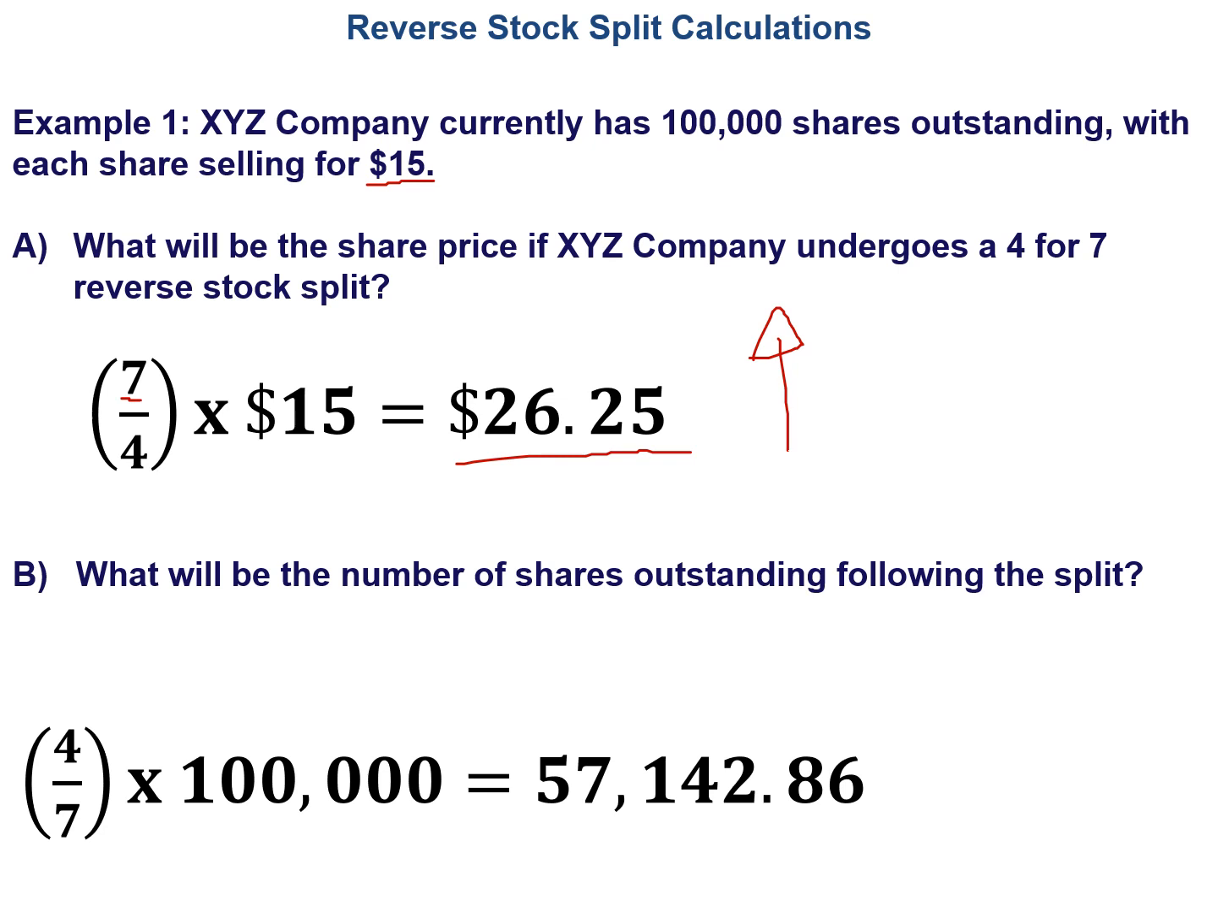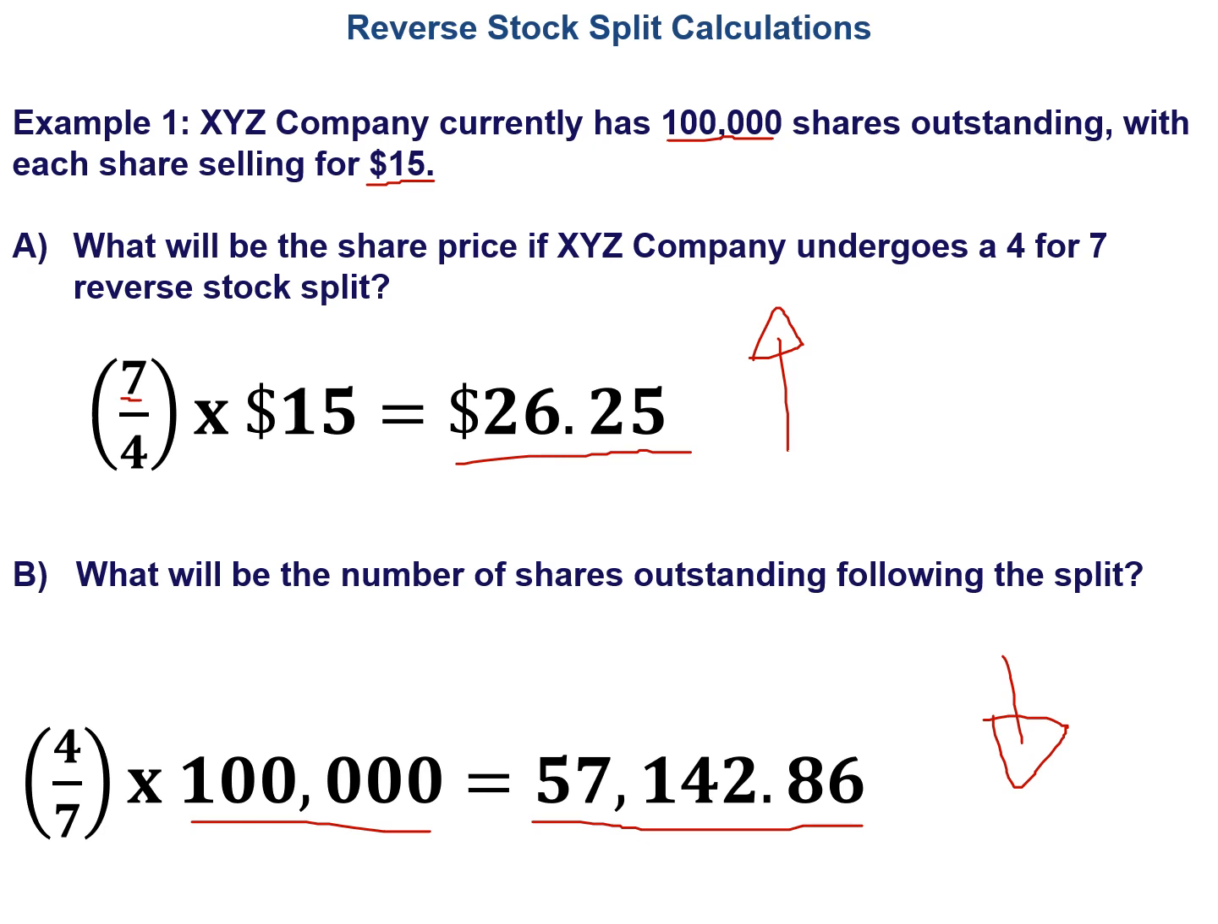So what will be the number of shares outstanding following the reverse stock split? Well, we know the number of shares will go down, so we know it's going to be less than the 100,000 shares outstanding that were existing before the stock split. So 4 divided by 7 is the combination, because we know this 100,000 has to go down. So 4 divided by 7 times 100,000 gives you about 57,000 shares outstanding after the split.